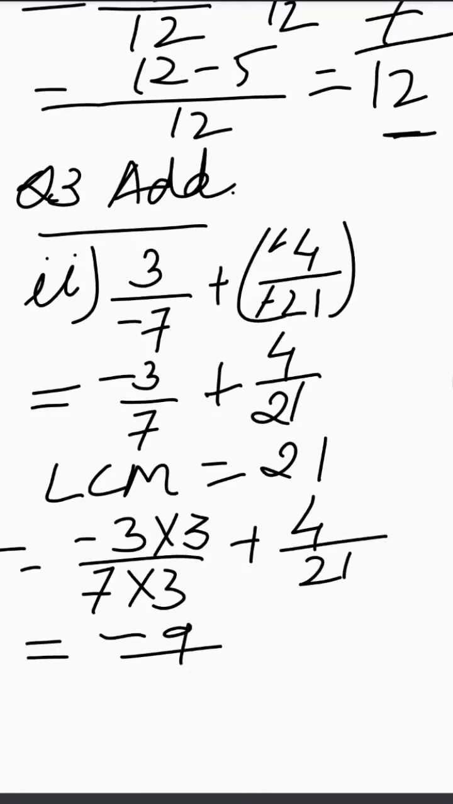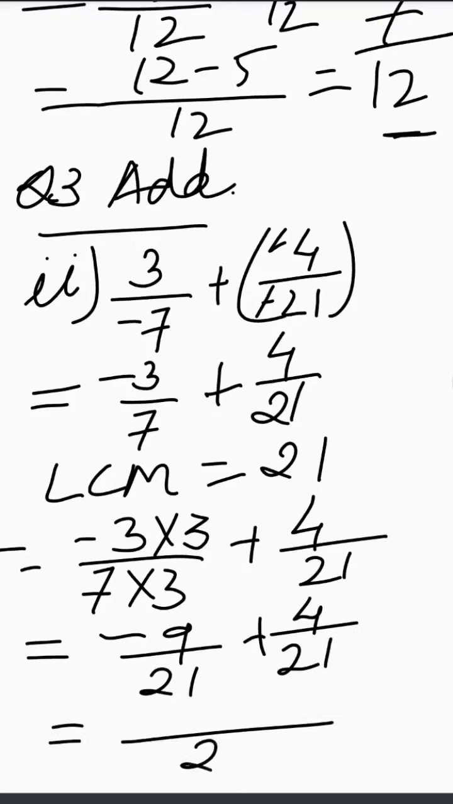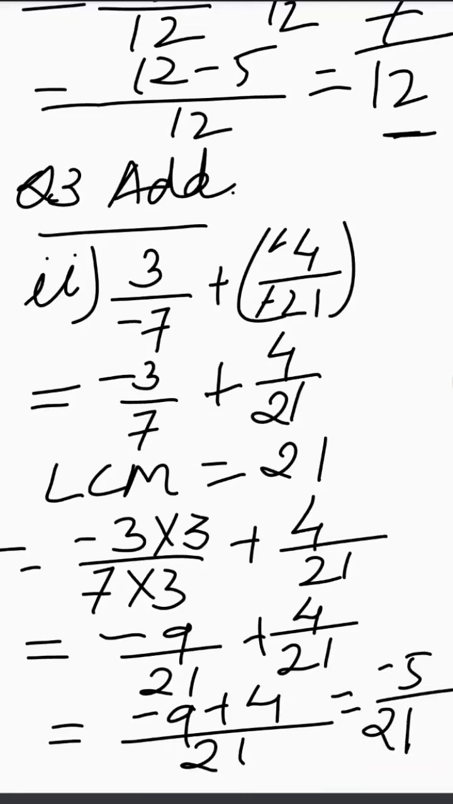Minus 9 by 21 plus 4 upon 21. As the denominator is the same, now just write the numerator as it is and simplify. You know minus 9 plus 4 is what? Minus 5 by 21 is the answer. Okay.